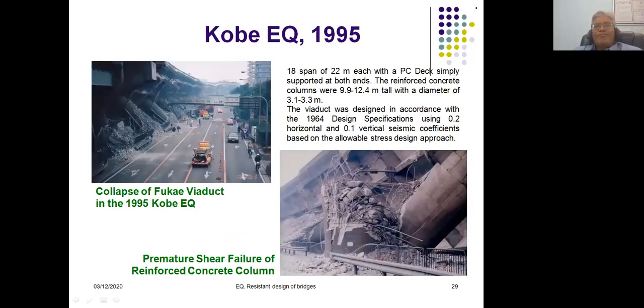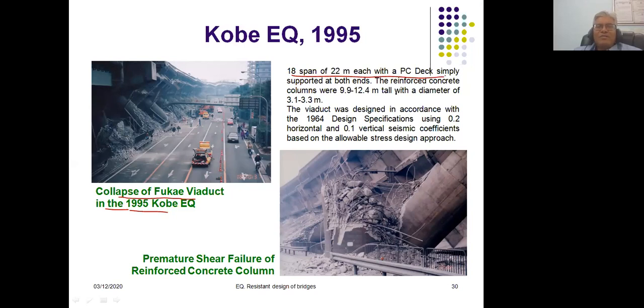Another very large scale failure was observed during the 1995 Kobe earthquake. And this is the collapse of the Fukae viaduct. It had 18 spans of 22 meters each, with the PSC deck simply supported at both the ends, right?